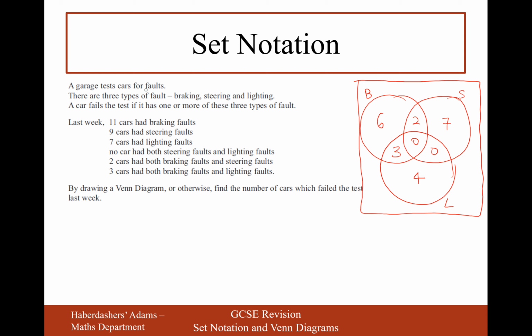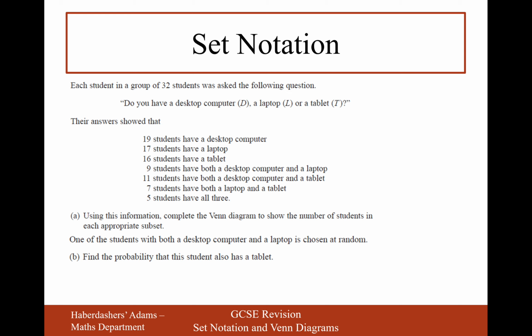Okay, garage test, a car fails test, okay, so we don't have any on the outside. By drawing a Venn diagram or otherwise, find the number of cars who failed the test last week. So you just add all these numbers together, 6 plus 2 plus 3 plus 4 plus 7, so that's going to be 22. Okay, so there we are, that's the answer to that question. Let's move on to the next one, pause the video and give this one a go.